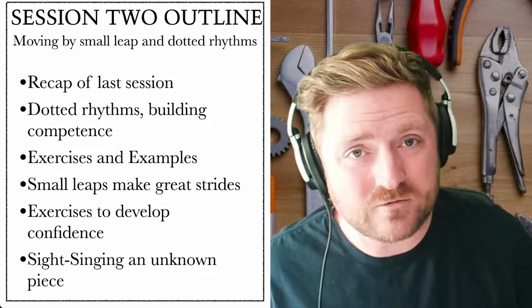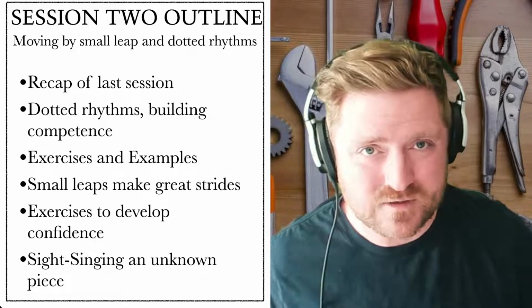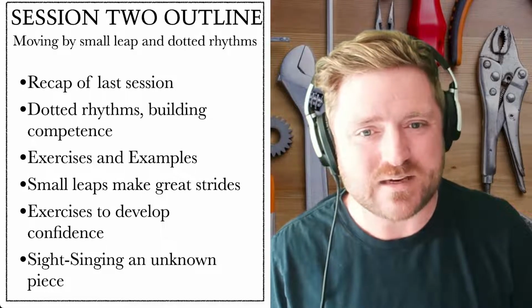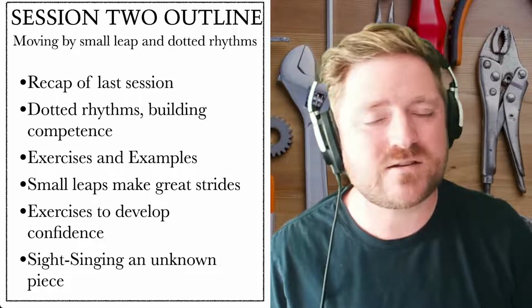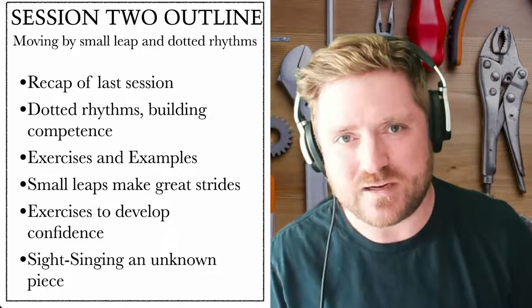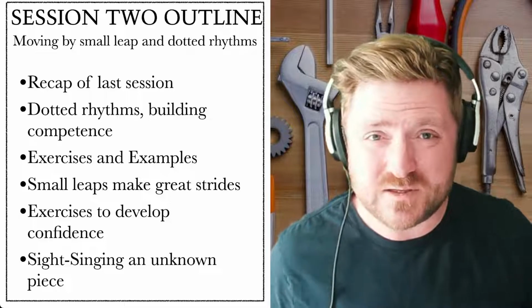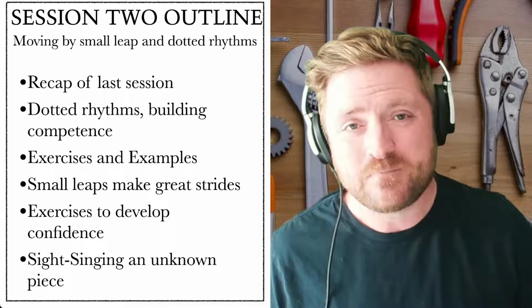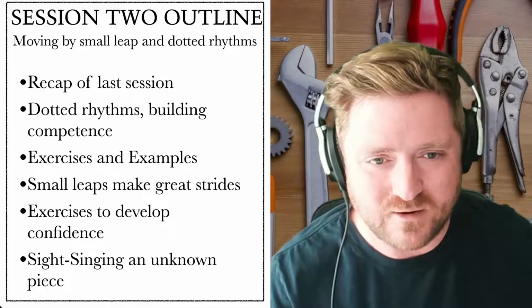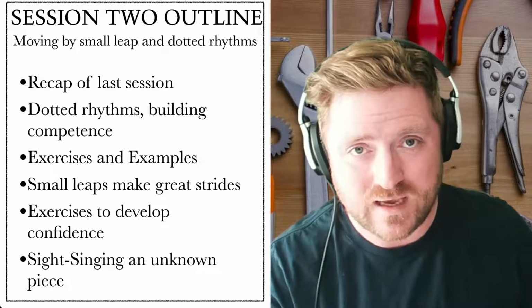So let's just look at what we're doing in today's session. We'll have a very quick recap. We'll then start looking at dotted rhythms and building competence and really confidence with these particular patterns, and some exercises and examples, and then turning our attention to these small leaps. As I said here, small leaps make great strides. It's really interesting when you consider that the vast majority of the music we sing moves either by step or by small leap, unless you're singing Poulenc, in which case all bets are off. And then at the end, as always, we will sight sing an unknown piece, and that will be the case for all our sessions.